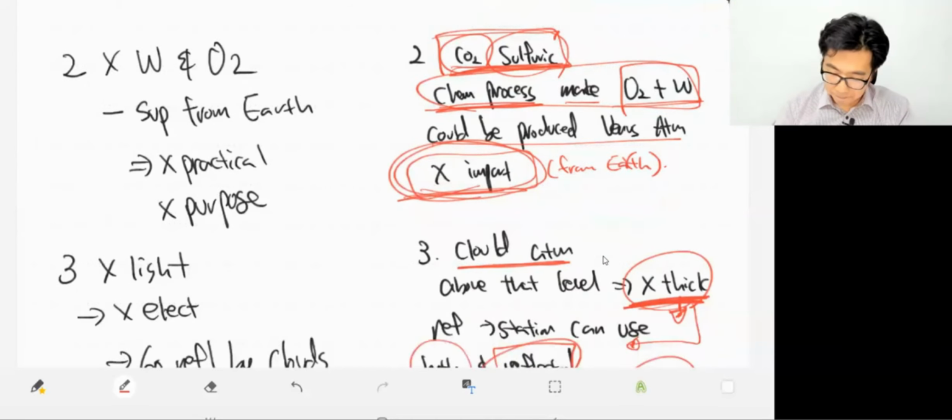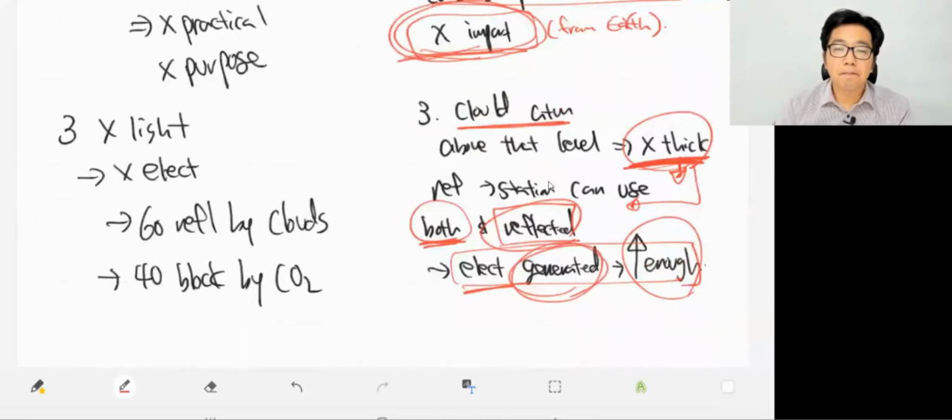Third, the light-blocking clouds. Well, it's true that there are still clouds 50 kilometers above Venus's surface. However, clouds above that level are not very thick, so there would be a considerable amount of sunlight filtering through. Moreover, as you read, the clouds reflect sunlight. The station could make use of this reflected light too. In other words, its solar power cells could collect both the direct sunlight filtering from above and the sunlight reflected by the clouds below. More than enough electricity could be generated this way to power the station.